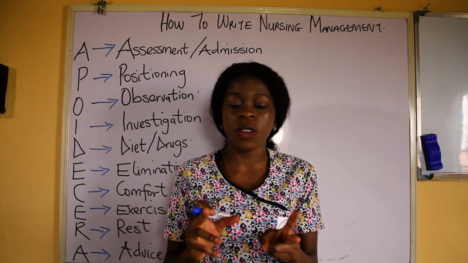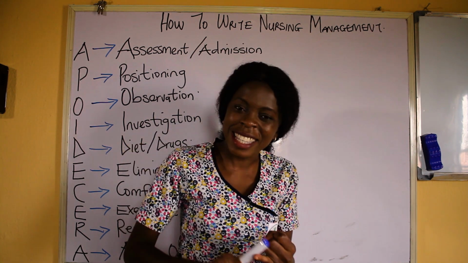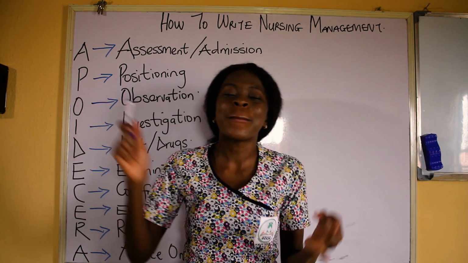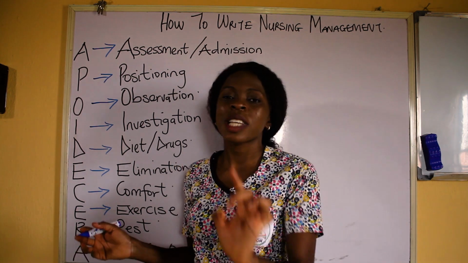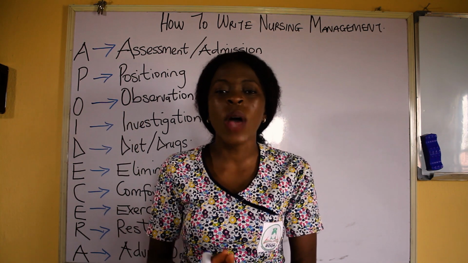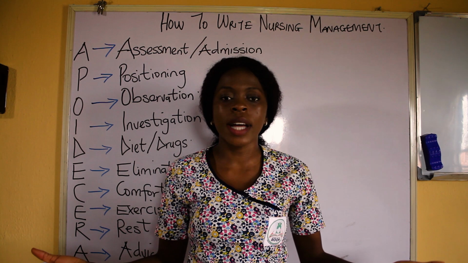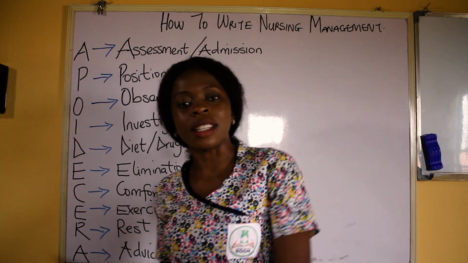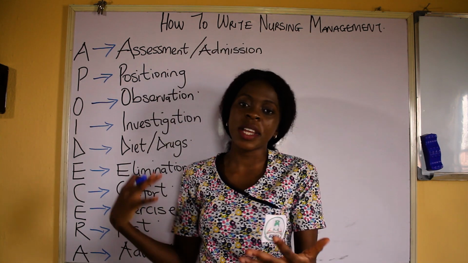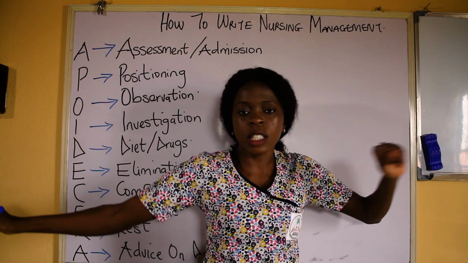So there are 2 types of exercise. We have the active exercise and the passive exercise. I'll tell you the difference. When it comes to active exercise, the patient is the one doing it on his own. The patient is walking, the patient is dancing, the patient is going out of the ward and coming in, the patient is mobilizing.